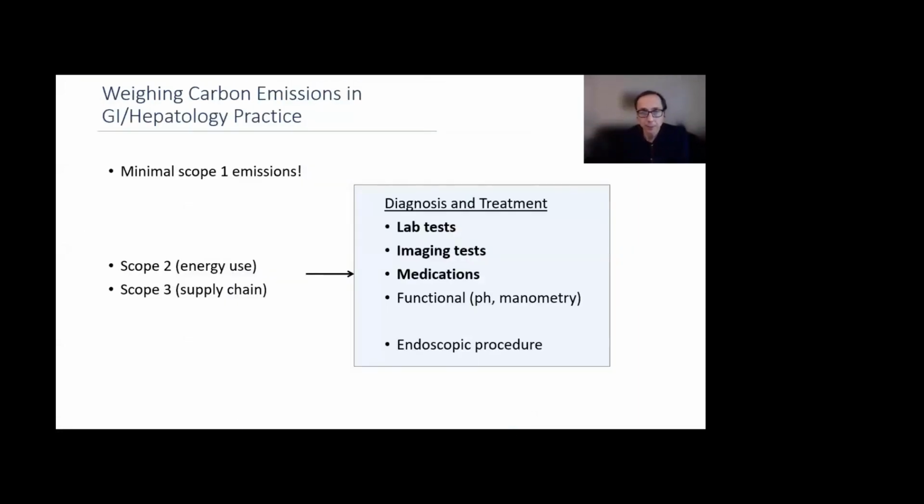So if you ask about data on carbon emissions that is specific to non-endoscopic GI hepatology care, my answer is there is none. I did not find a single study that looked at carbon emissions related to testing and treatment outside of the endoscopy unit. But our practice really consists of diagnostic tests and treatment options that are present in all fields of medicine. We order lab tests, we order imaging, we prescribe medications or perform functional testing. And for these clinical activities, we do have some data.